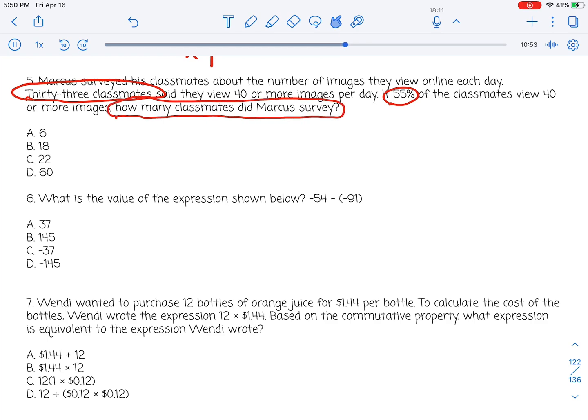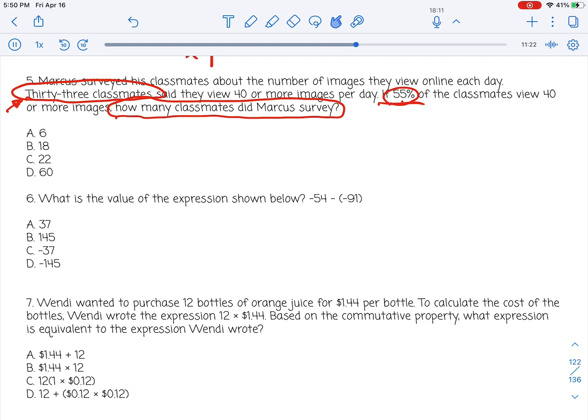Okay, so now we need to understand, what can we understand about this question? Well, I have a percent, and 33 said that they viewed images per day. So the percent is going to go towards the ones that said that they viewed 40 or more images per day. So that's going to be my part of everyone he surveyed. So we know that this is going to be a percent proportion. So let's set it up.